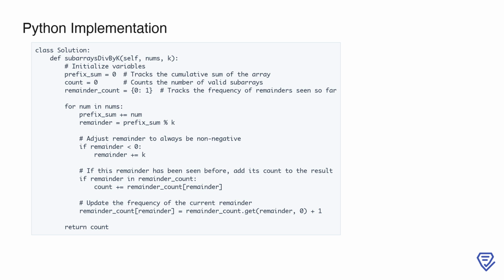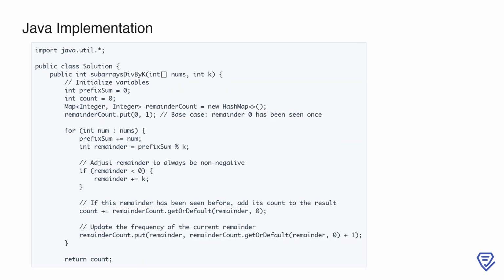Here, we start by importing the necessary libraries and defining our solution class. The method subarrays_div_by_k takes an integer array nums and an integer k as inputs. First, we initialize three key variables: prefix_sum to keep a running sum of the elements, count to track the number of subarrays that meet the condition, and remainder_count, a hash map that will store the frequency of remainders when prefix_sum is divided by k. To handle the base case, we pre-populate the map with a remainder of 0 and a count of 1, since a prefix sum divisible by k can start from the beginning of the array.